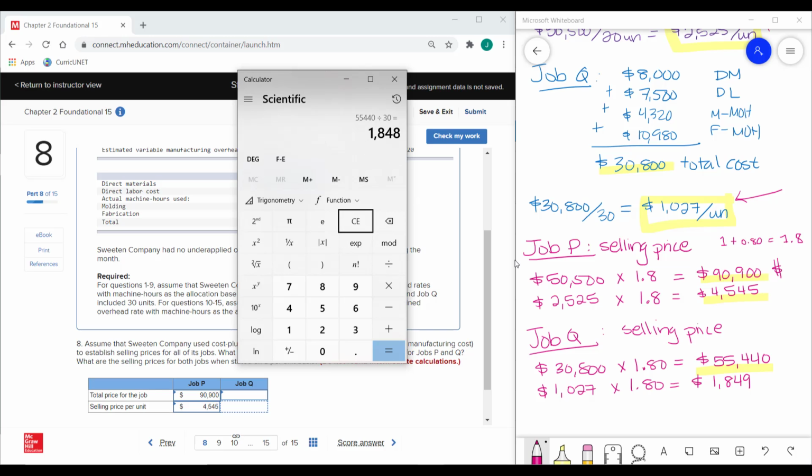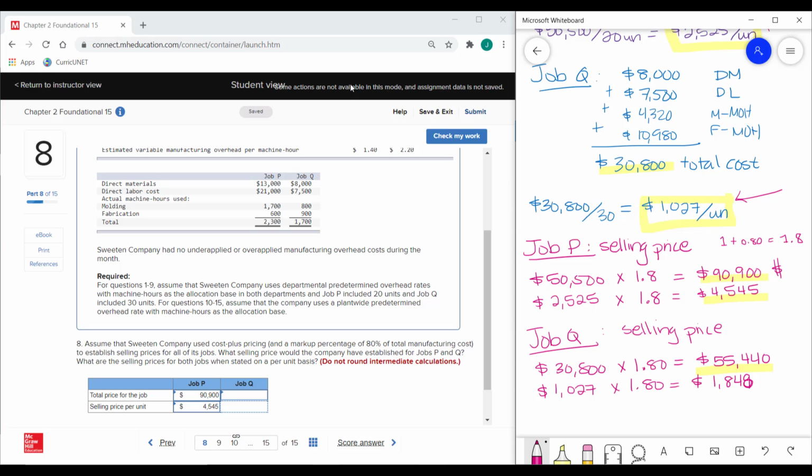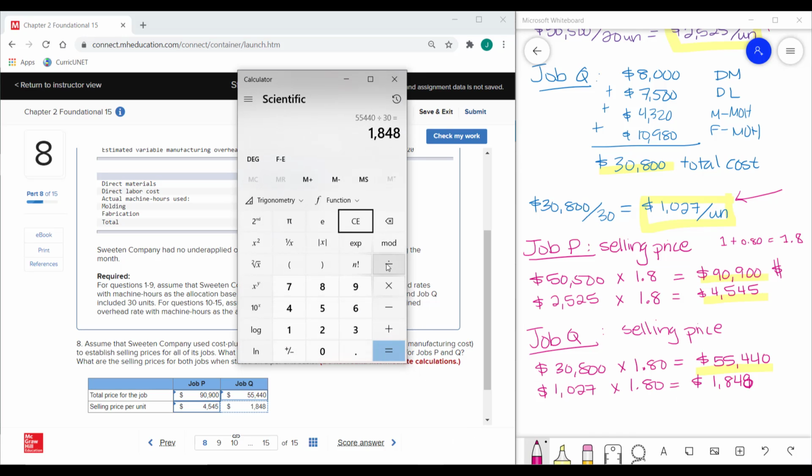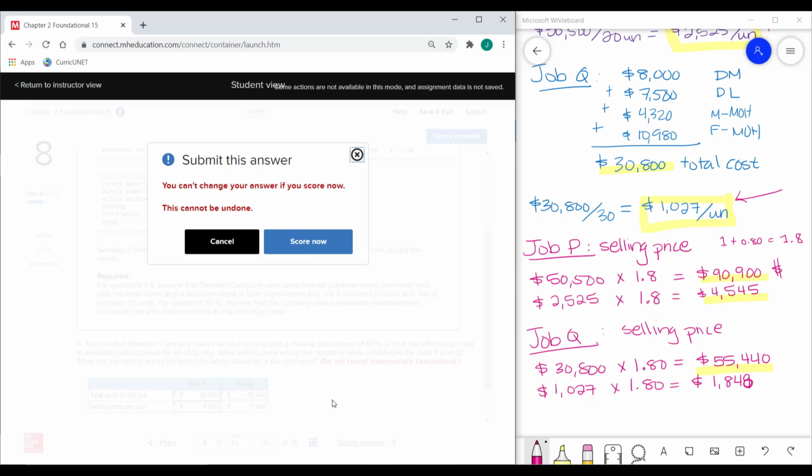So we have a slight rounding error here, so we'll stick with 1,848. All right, so we know that we would be selling job Q for $55,440 with that given markup, or $1,848 per unit. And it says do not round intermediate calculations here. We would have wanted to go from the total selling price of the job divided by 30 to get that answer. So let's go ahead and score our answer.